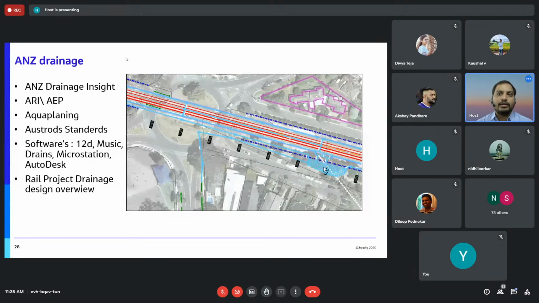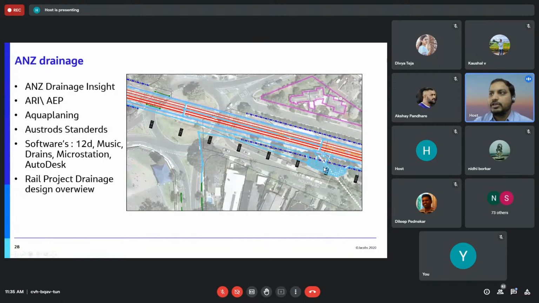Along with 12D, they use some MicroStation platform also to create the drawings which are compatible with the BIM standards. They use some Autodesk Civil 3D software also to produce some BIM outputs and other things. Here also they have the same approach of creating the ponds, creating the swales for the storage features, and they also have some constraints for outfall location, for outfall discharge also.